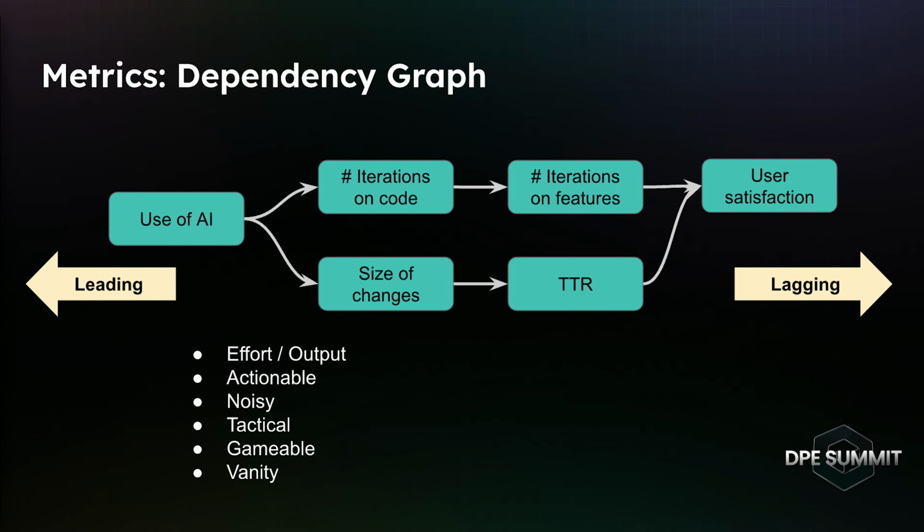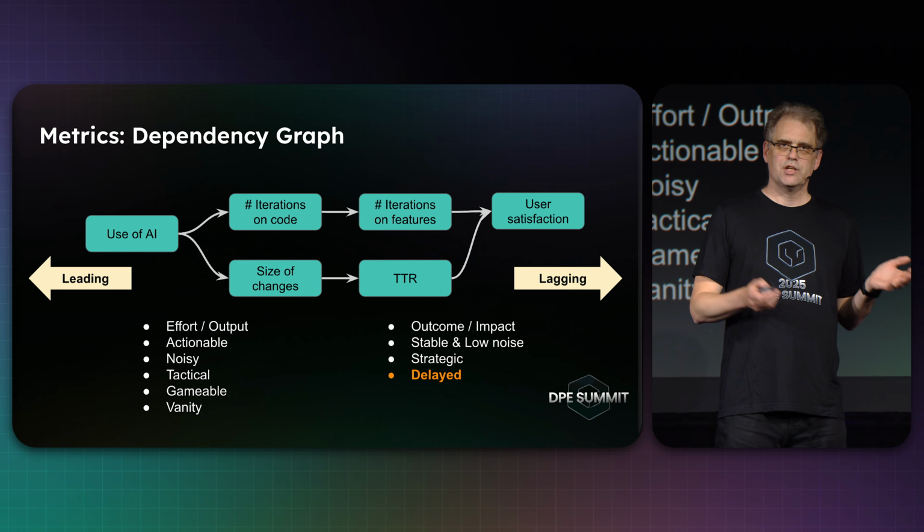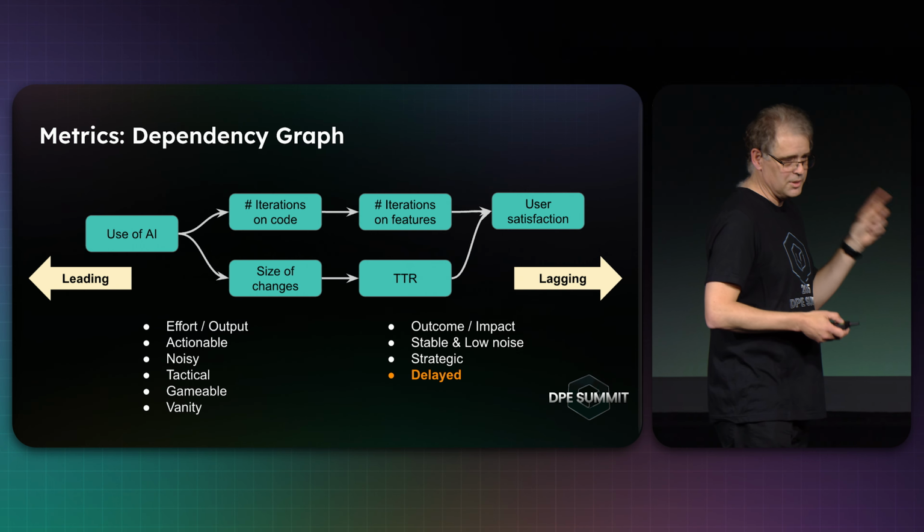The leading metrics on the left, which are the ones that move really, really fast, are close to the actions we take. They tend to be noisy. They can be used for tactical planning. They are easy to game, and they quite often can be vanity metrics. The lagging ones, though, are more about business value, what matters really. They are close to, say, impact or outcome metrics. They are stable. They can be used for strategic directions. And remember this one, that's very important. They tend to be delayed.